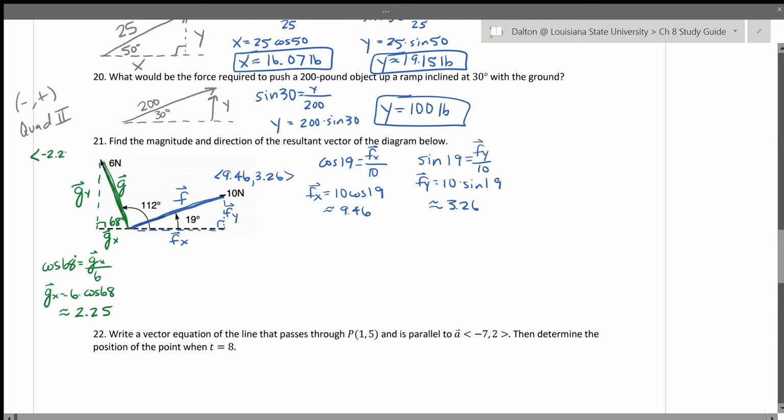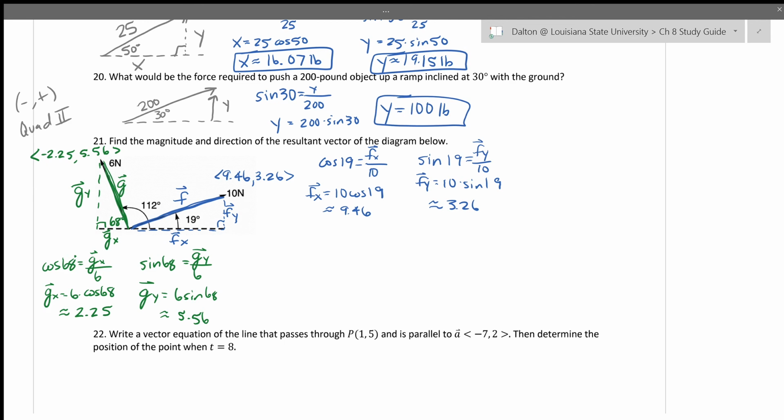To find the y component, I'm going to do the same thing, but I'm going to change my function to sine. So g sub y over 6. So then the vector g sub y is going to equal 6 times the sine of 68, which will be approximately 5.56. Now that's the y value in the second quadrant. Y values are positive, so I'm going to leave that one as a positive 5.56. So now I've solved for the components of the two vectors on the picture.